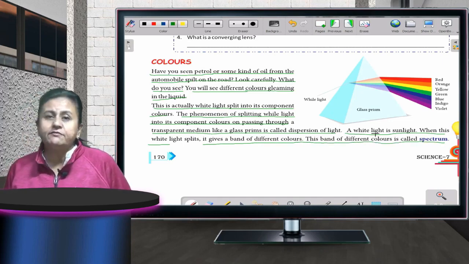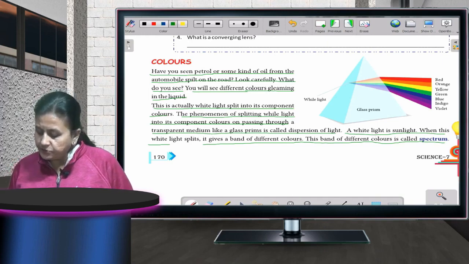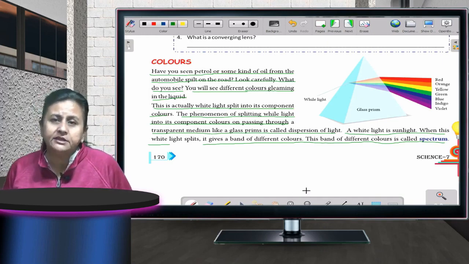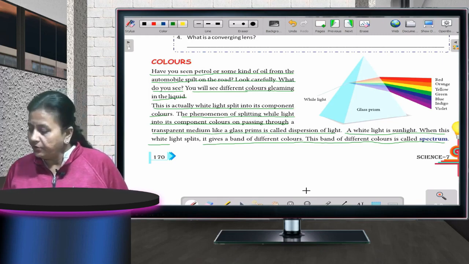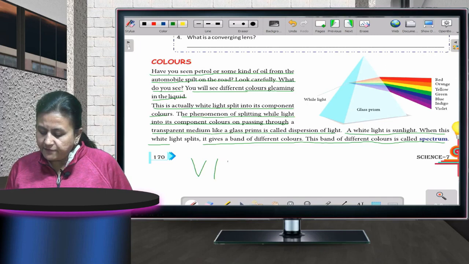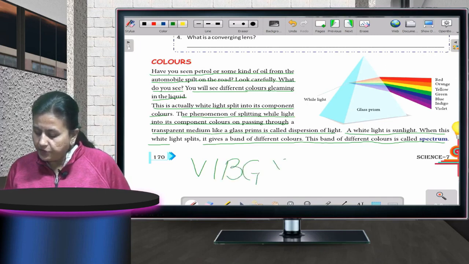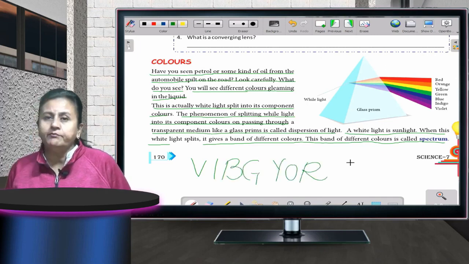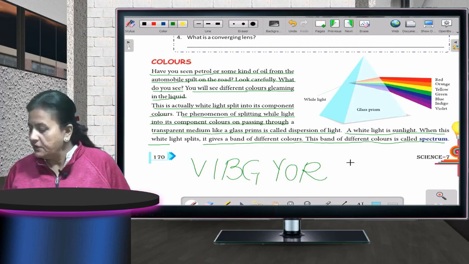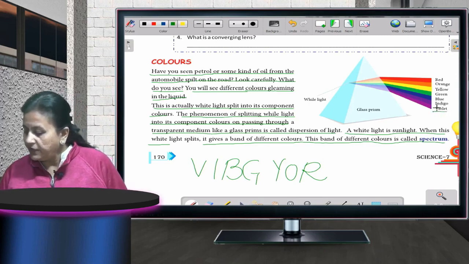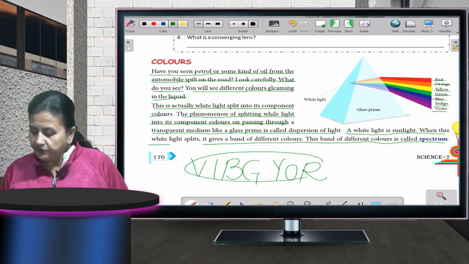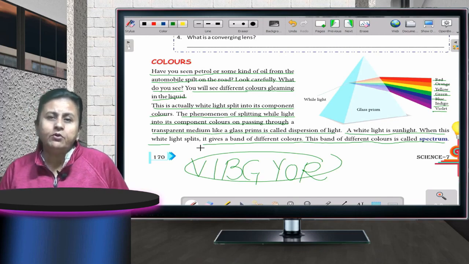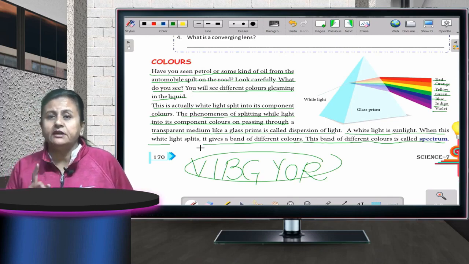You must have seen the rainbow also. After the rain, you see the rainbow in the sky. How many colors does it have? It has 7 colors, and we name it Vibgyor. Now in the spectrum, you will find all these colors. V is for violet, I is for indigo, B for blue, G for green, Y for yellow, O for orange, and R for red. The rainbow always has 7 colors in the band.